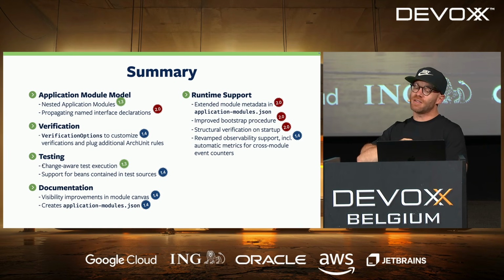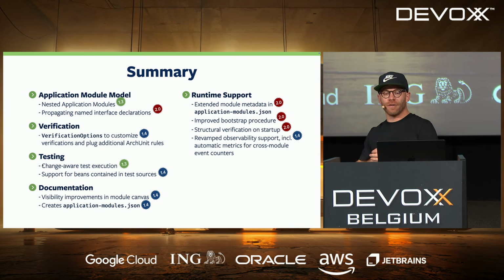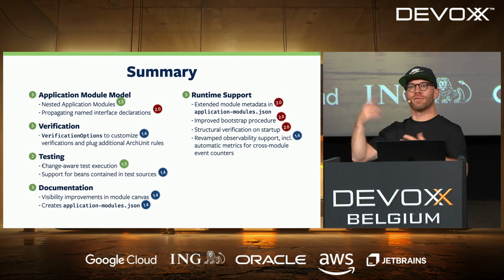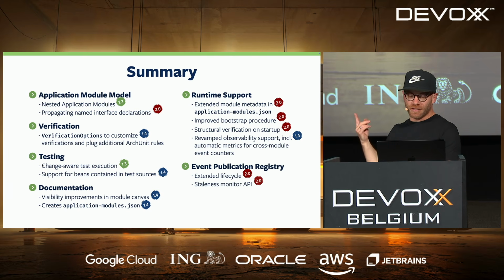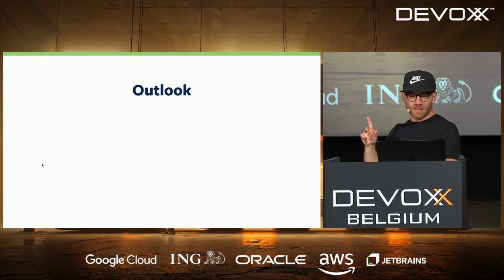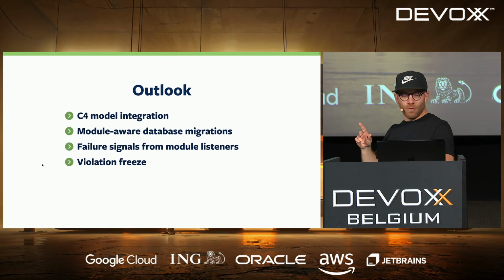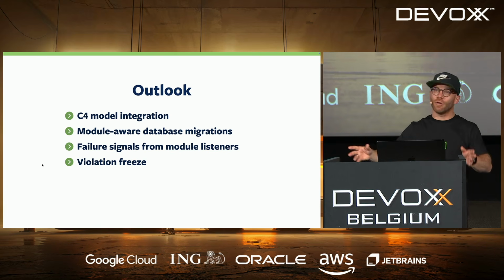And the observability stuff has been revamped, rewritten from scratch. We automatically create metrics for events that cross module boundaries. That's kind of interesting, I think. You've seen the extended lifecycle in the status monitor and the tool integration. Just in one sentence, this is going to be 2.0.